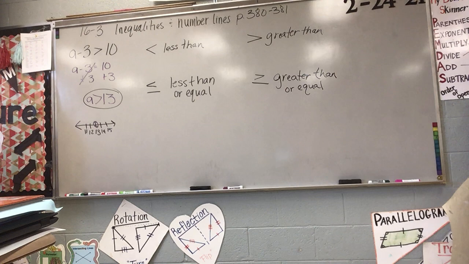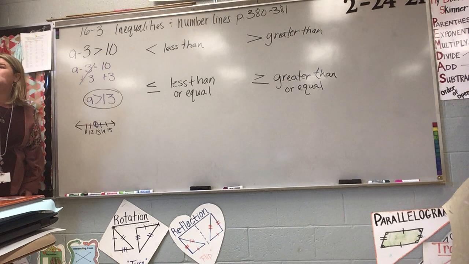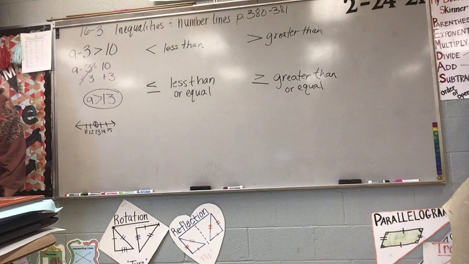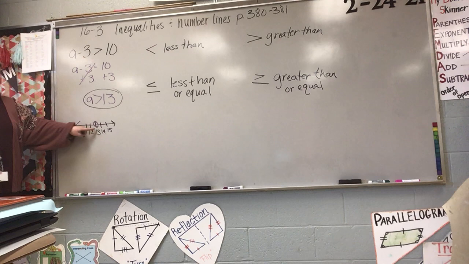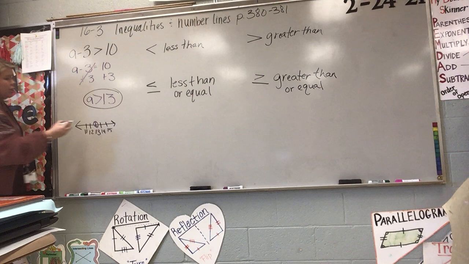Think about your phones when you add location. Where is Mickey's school? Siri's going to put a red dot, a filled-in dot, right on top of Mickey's school. It's a solid dot because that's exactly where it's at. Well, A is not exactly 13. It's got to be bigger. So this is how I would use my number line to graph it.